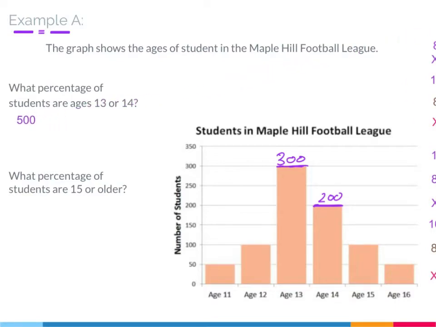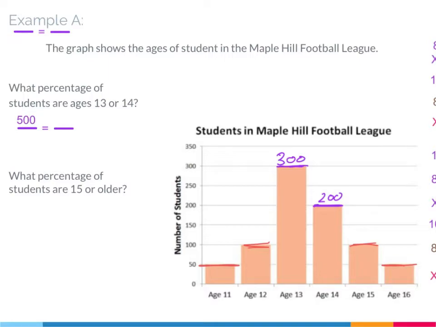So now, since I'm trying to find a missing percentage, the best way to do that is to use a proportion. So I'm going to set up a proportion, knowing now that I have 500 students that are 13 or 14. I need to figure out some other parts of my proportion, though. In order to use it, I have to have three different numbers and then an x. So now, since I know that 500 are 13 to 14, I need to figure out how many students there are total. In order to figure out how many students there are total, I have to add all of the bars. So I have to add my 50, my 100, my 300, my 200, my 100, and my 50. And when I do that, I get 800 students total.